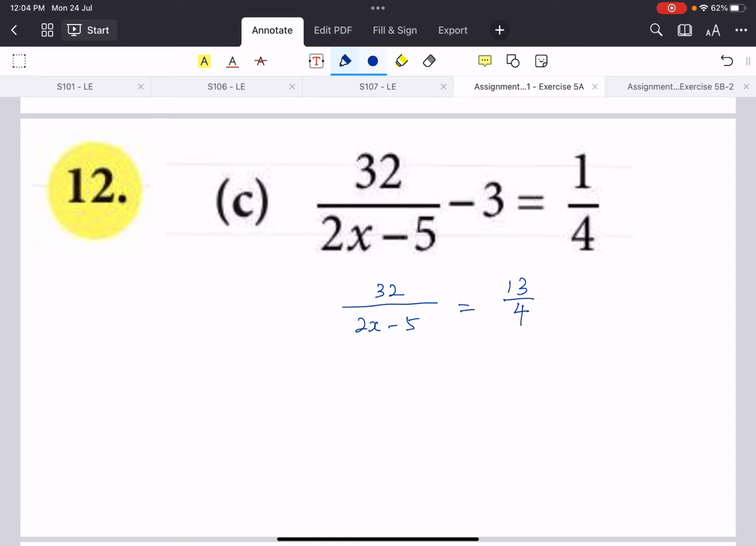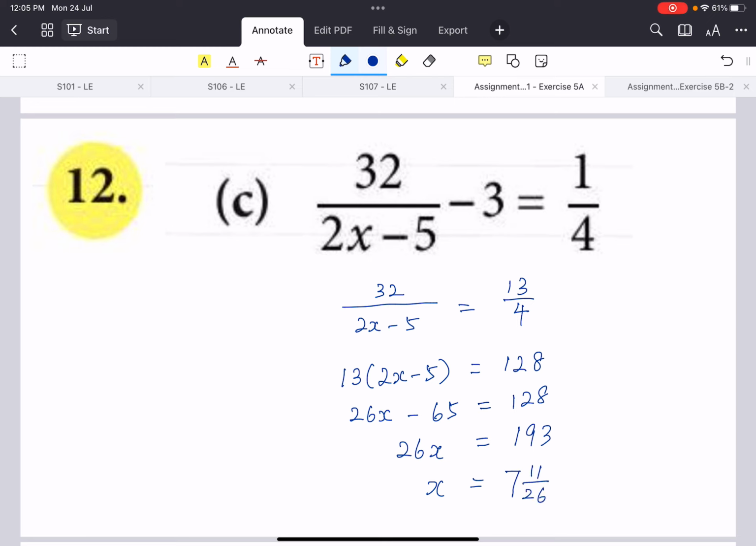So what we do next, we can cross multiply. I'm going to just write 13, 2x minus 5 on this side. On the other side, we have 4 times 32. 4 times 32 is 128. So we expand out: 26x minus 13 times 5 is 65, equals 128. That means 26x is equal to 128 plus 65. That gives us 193. So now divide by 26, I have 7 and 11 over 26.